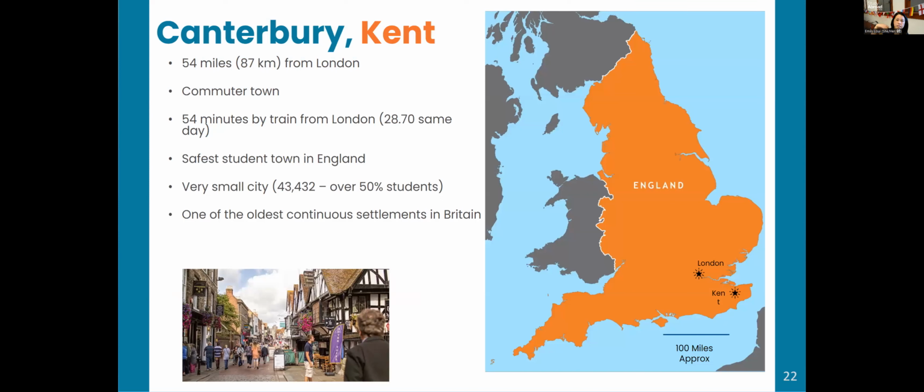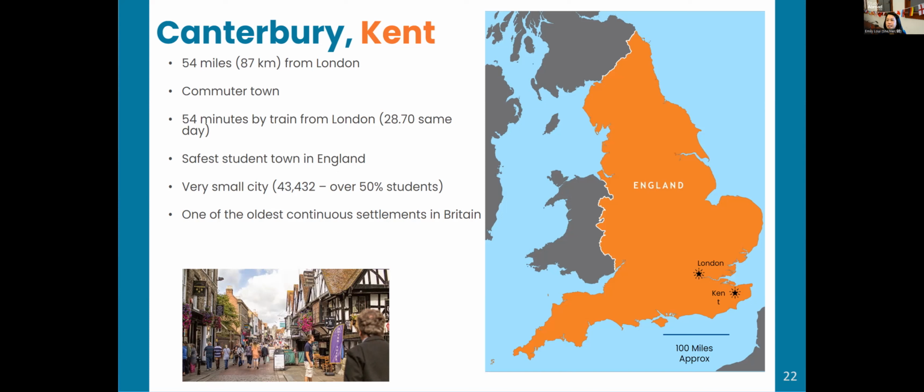Okay, University of Kent is our next university. And so now we're getting a little closer to London. We're about an hour away by train. This is the safest student town in England. So if you're concerned about safety, I would say it is definitely safer than San Diego. And then within England, this is the safest you're going to get.